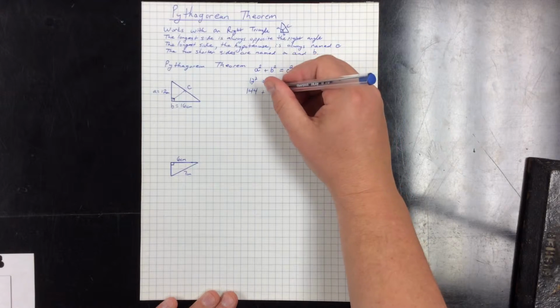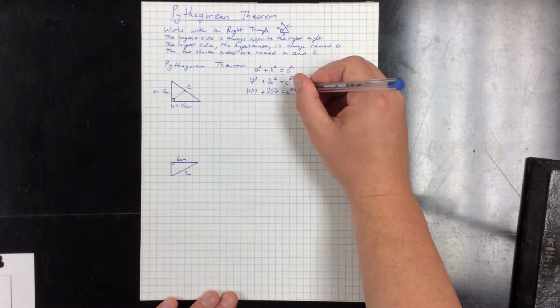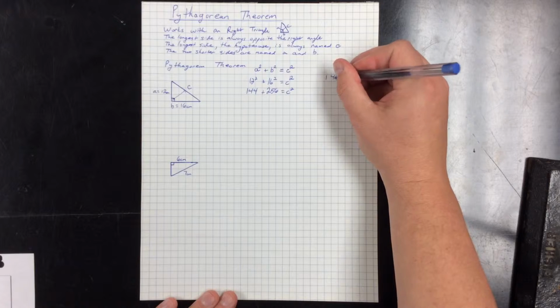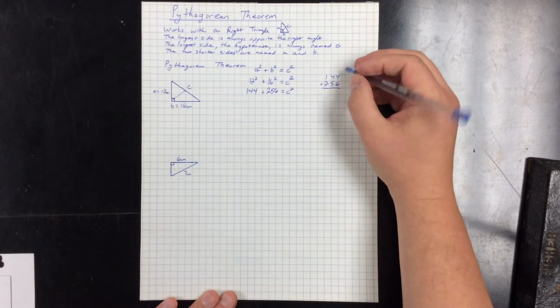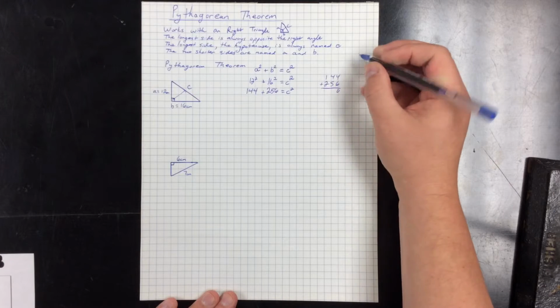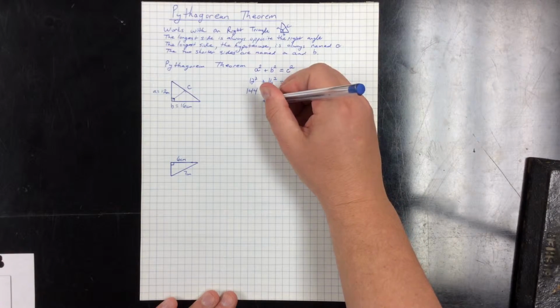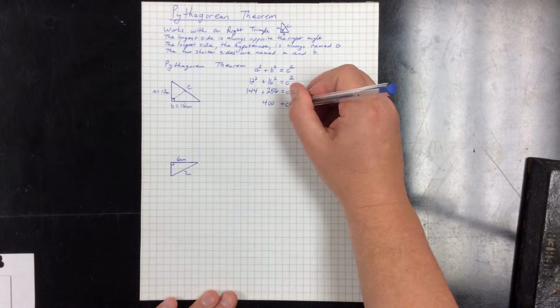12 times 12 is 144. 16 times 16 is 256. It's equal to C squared. So I'm going to have to add those up, 144 and 256, to get my total. So 400 is equal to C squared.